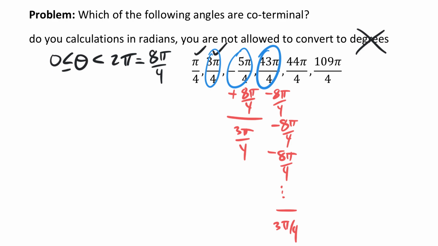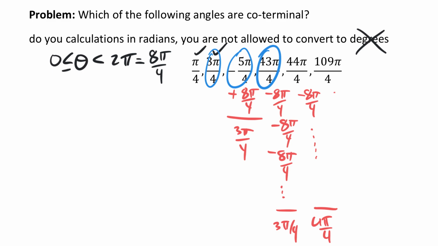Well, maybe the next one is too. So again, we subtract the 8 pi over 4. Keep doing that until you get a number that you recognize. And if you go too far by getting a negative number, just back up one step. So this should be 4 pi over 4, which is just pi. But that is not coterminal, unfortunately. It's a little bit too big.